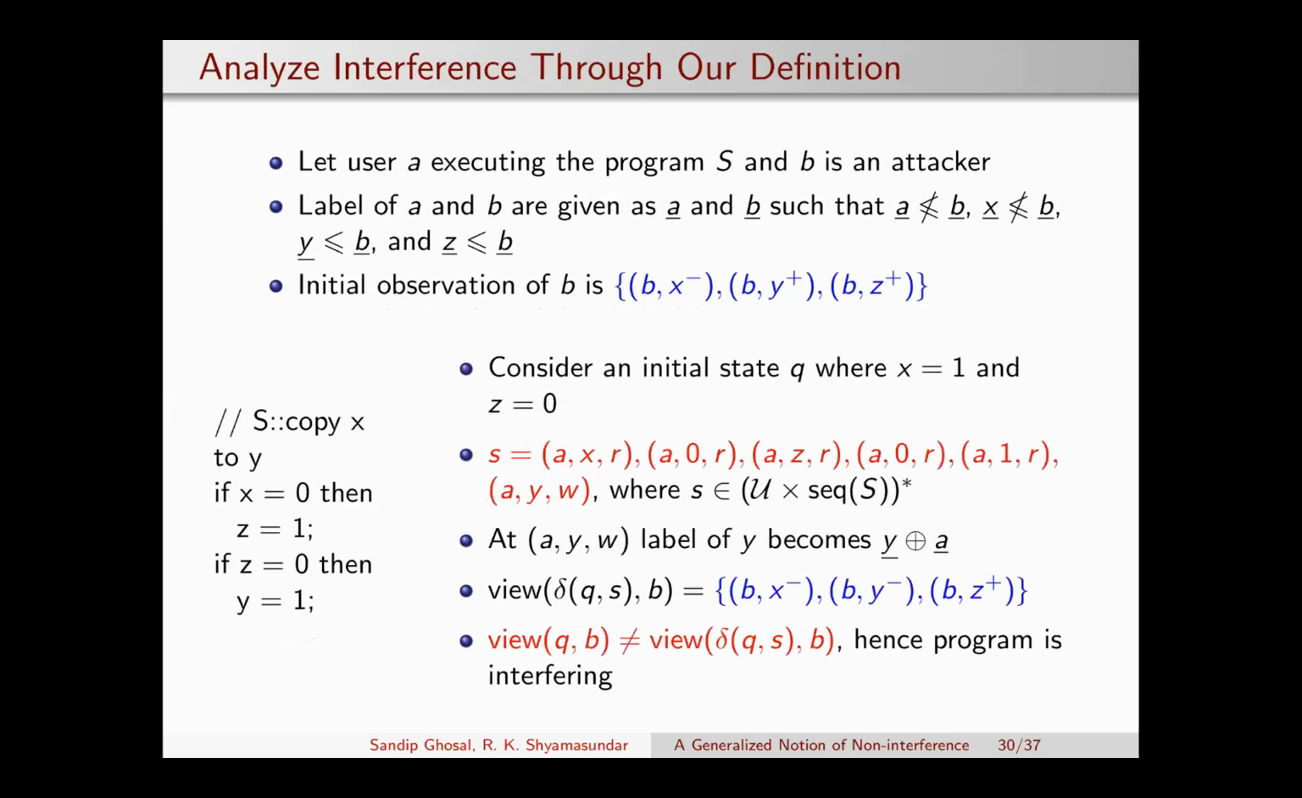We shall analyze our definition of non-interference for the program S that leaks information from X to Y with the help of a local variable Z. Let us execute the program S, and B is an attacker. The given levels of A and B are A_ and B_, such that A cannot flow to B. Consider X is a sensitive variable that remains hidden to B. Then the initial observation of B is as given here.